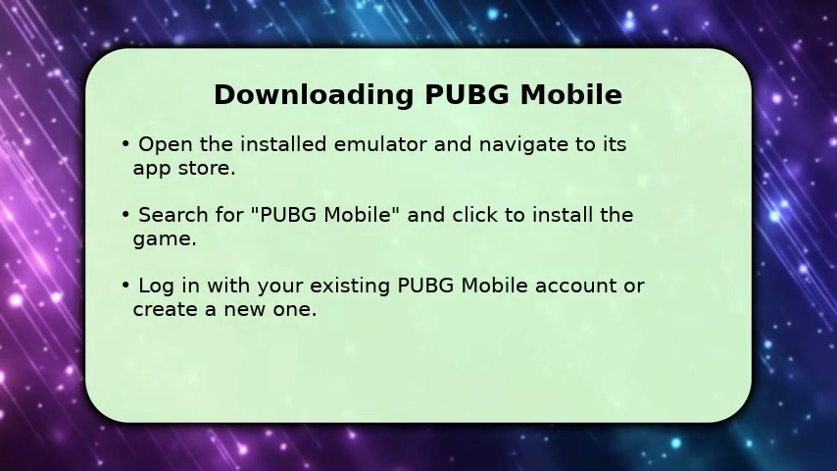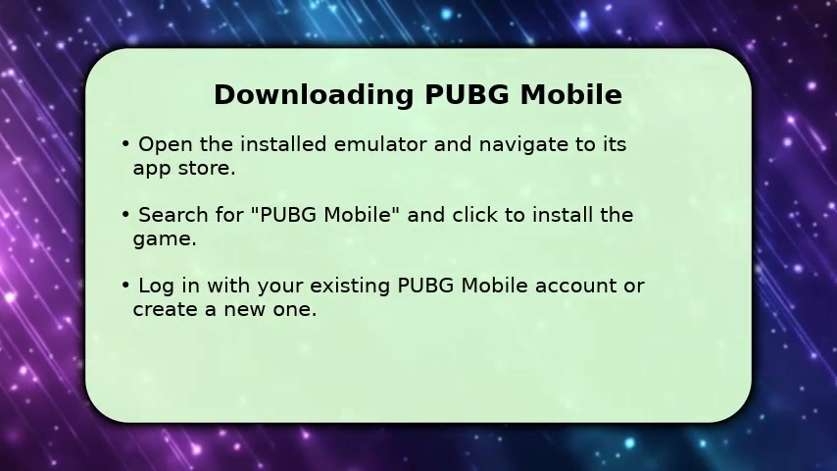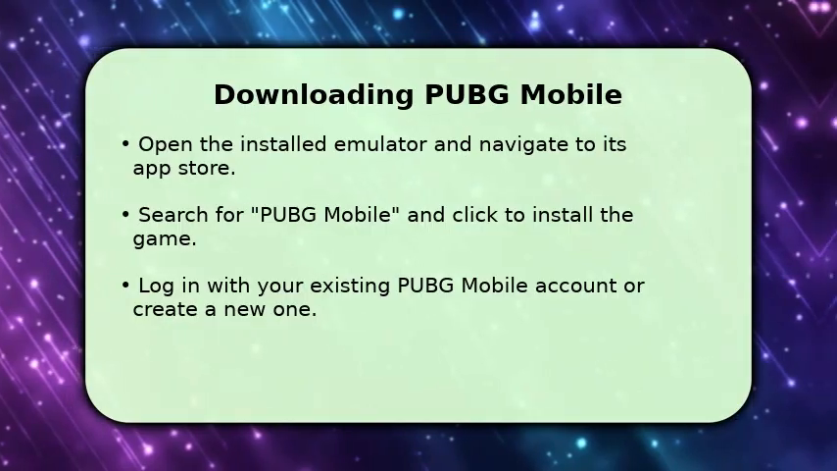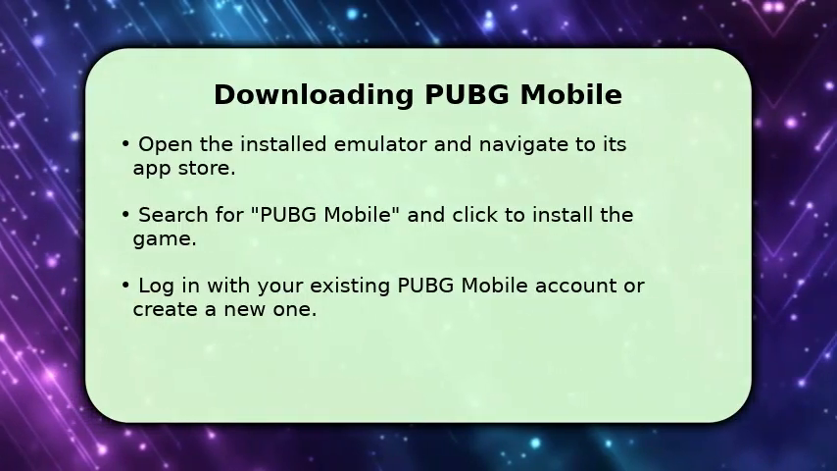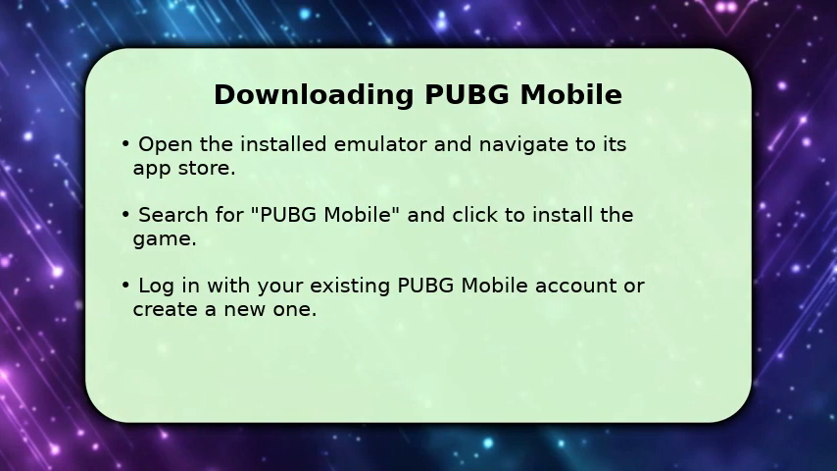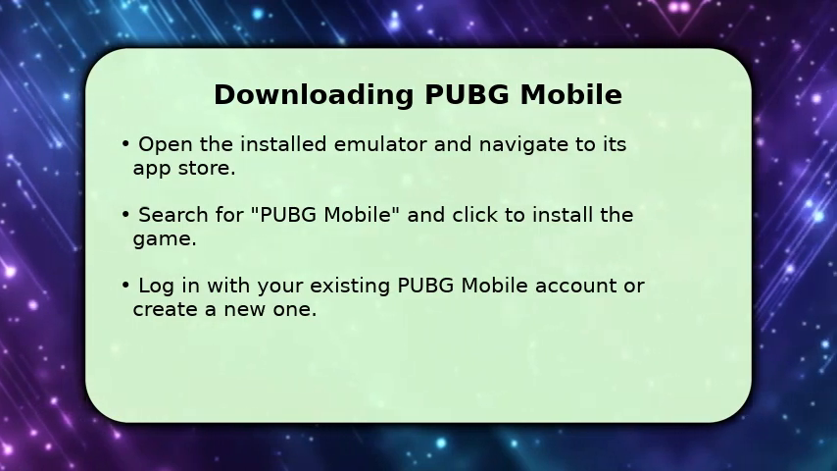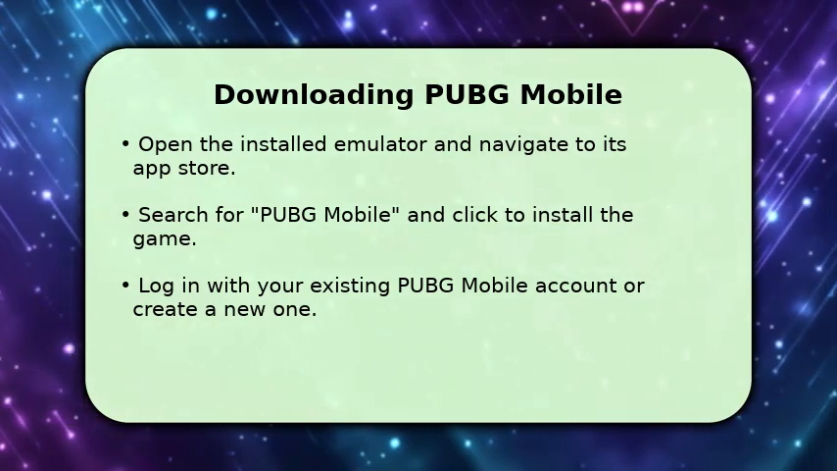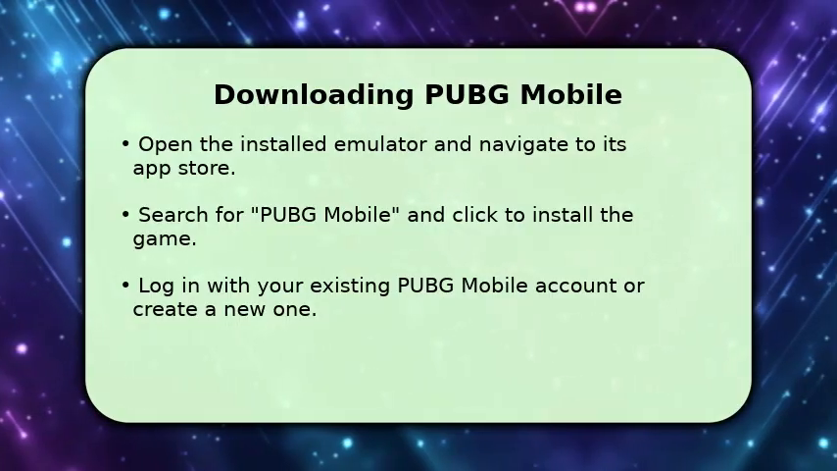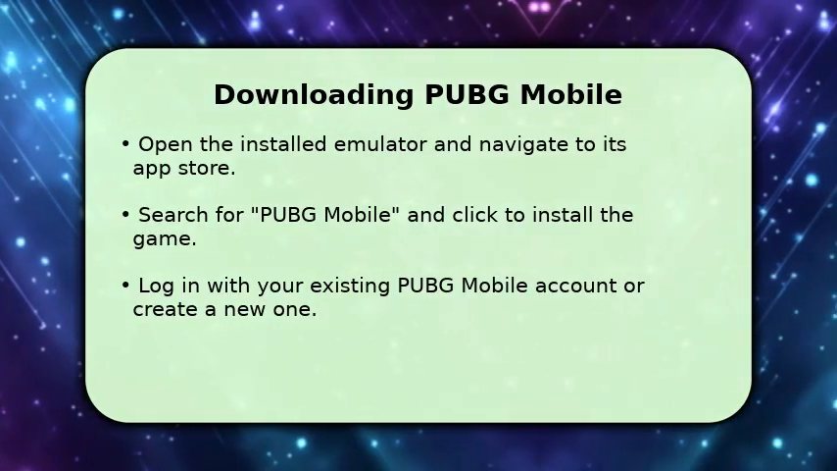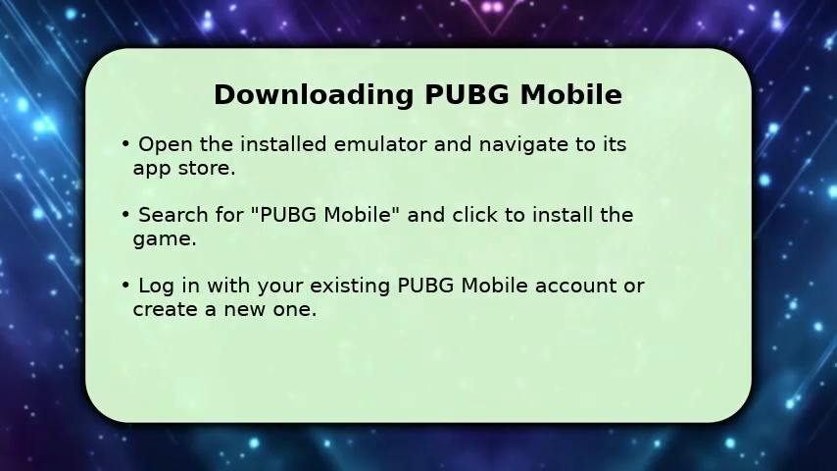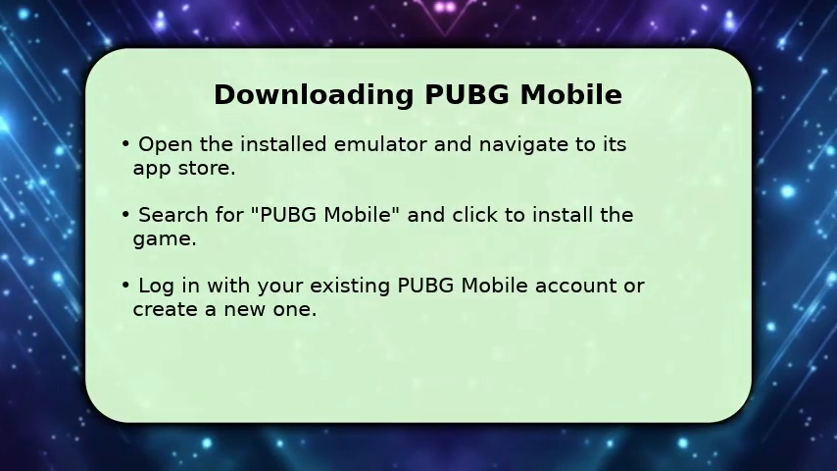With the emulator installed, launch it from your desktop. Inside the emulator, you'll find an integrated app store, much like Google Play. Search for PUBG Mobile and proceed with the installation. This download might be several gigabytes, so a stable internet connection is important. After installation, you can log in with your current account or start fresh.